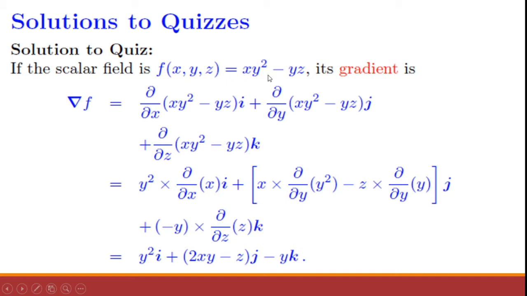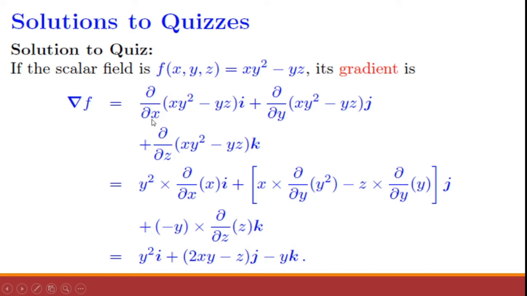I am using this scalar and finding out its gradient. Remember the property: when we find out the gradient of any scalar, its value is a vector. So the gradient of any scalar should be a vector. This is a scalar; when we find out the gradient of that scalar, it should be a vector. So to find the gradient of this function, del f is equal to dou by dou x of xy square minus yz into i, plus dou by dou y of xy square minus yz into j. This is how we will find it, plus dou by dou z of xy square minus yz into k, in all the three directions.